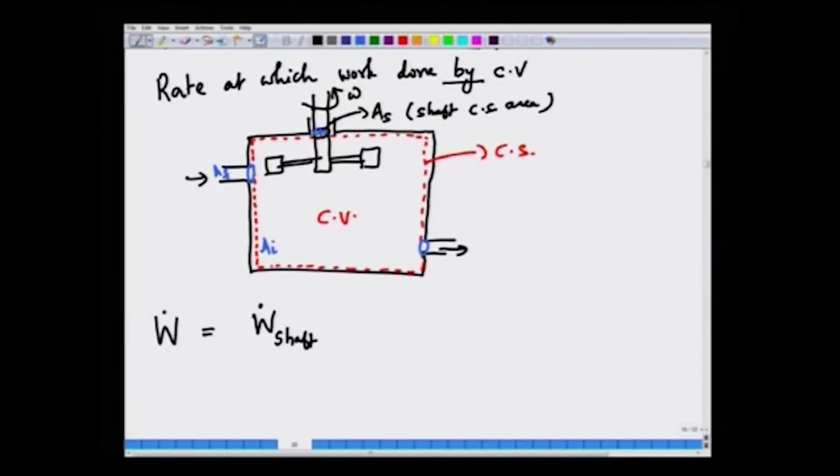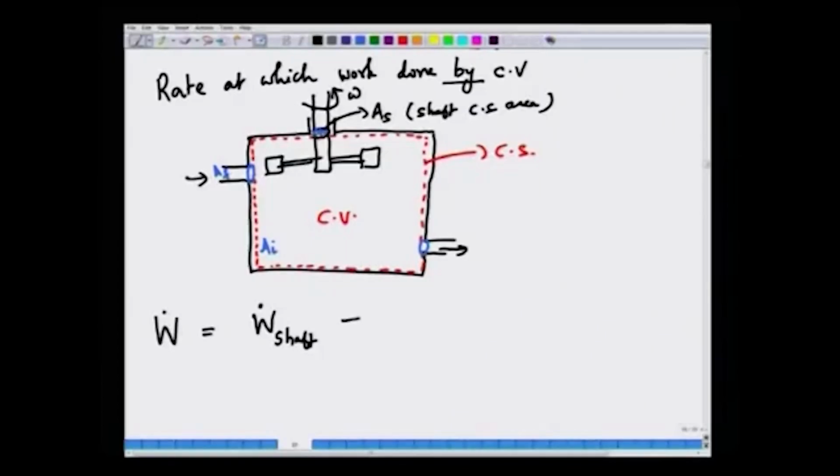Okay. If the shaft rotates and does work on the CV, that becomes negative. On the other hand, if the CV rotates the shaft and therefore the work is done by the CV on the surroundings, delivering useful work to the surroundings, then it becomes a positive quantity as per our convention. Now, the rate at which work is done by normal forces on the CS, that is the control surface, the rate at which work is done by shear forces, and if there are other contributions, the rate at which work is done by other reasons.